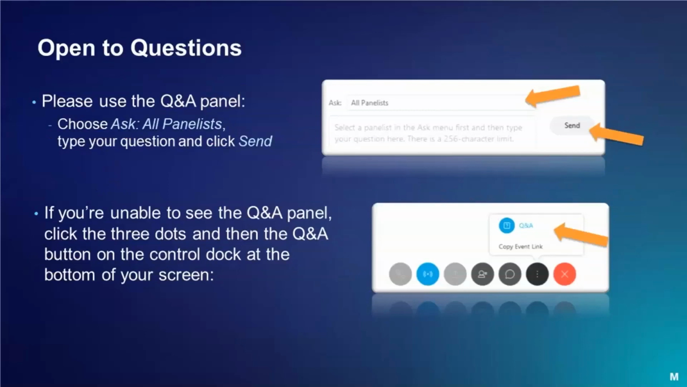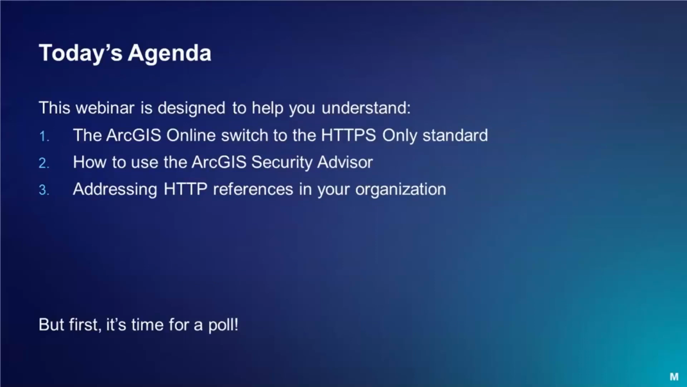So on to the agenda. We're going to be covering the ArcGIS Online switch to the HTTPS only standard. This is something that has been in the plans for a little bit. We're going to go through why this change is happening, what you need to do to get prepared for it. We'll go through tools that you can use to help prepare for this transition, including the ArcGIS Security Advisor, and we'll show you how to address the different HTTP references that might be in your ArcGIS Online organization, and how you can address and move forward with those.